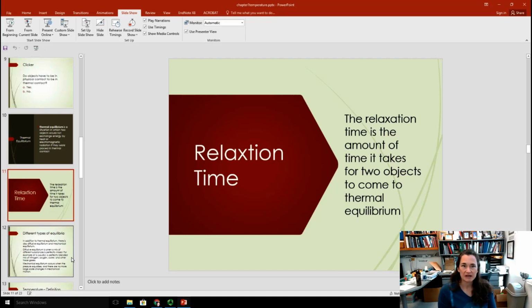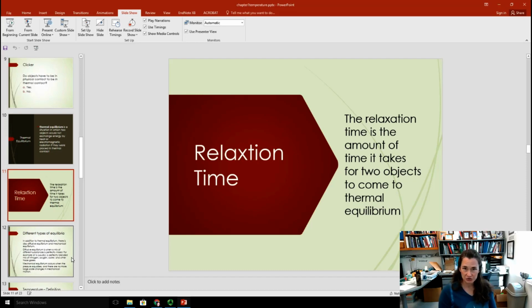Now, it takes a certain amount of time for two objects that are not at the same temperature, that are not in thermal equilibrium, to come to thermal equilibrium. So if you place a hot object in thermal contact with a cold object, eventually they'll come to a common temperature in the middle and be at equilibrium. But that'll take a certain amount of time, and that time is called the relaxation time.